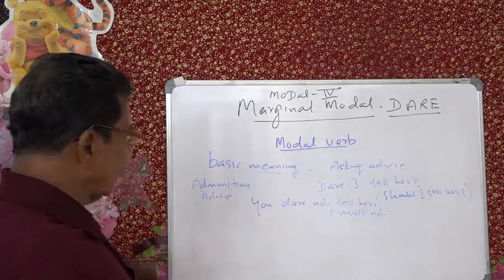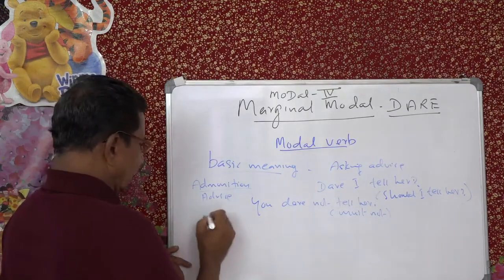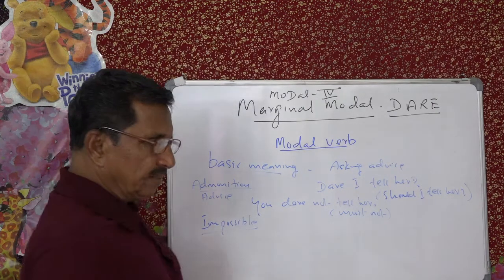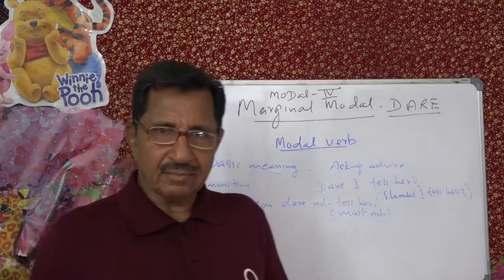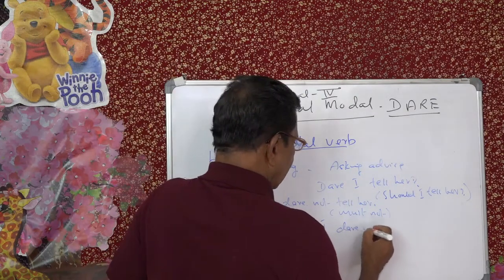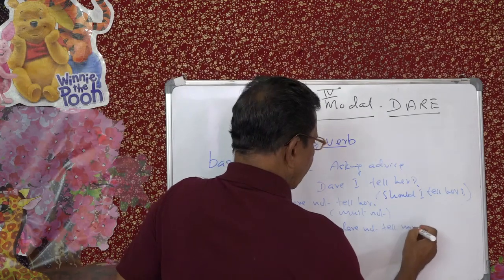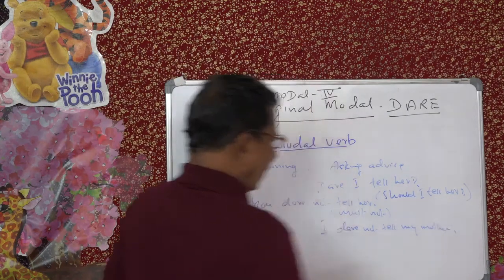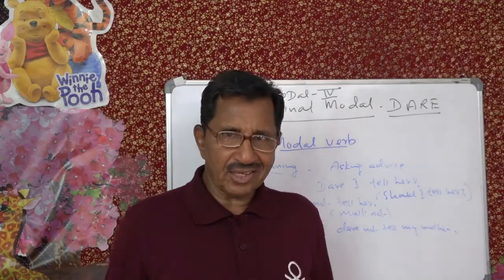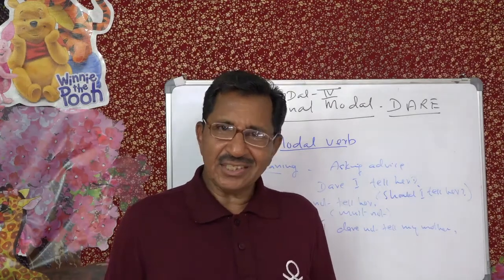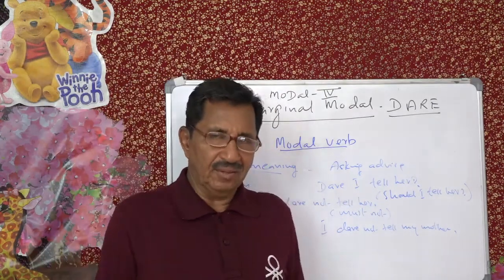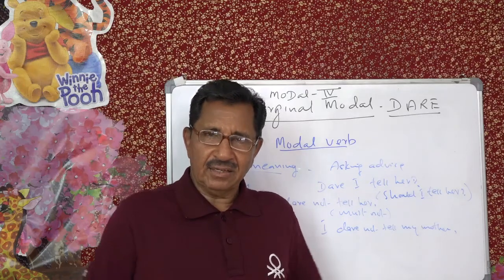Then another meaning is impossible. An impossible situation. For example, I dare not tell my mother. It means I can't. I can't tell my mother now, because my results are very bad, so mother will ask me, what about the result? Then I can't tell her. I dare not tell her means I can't. Impossible. Understand that?